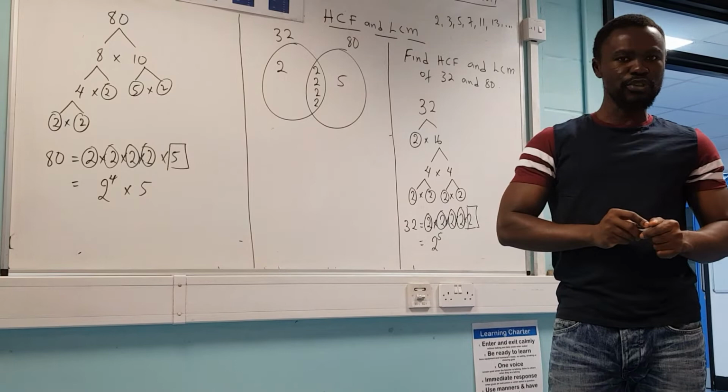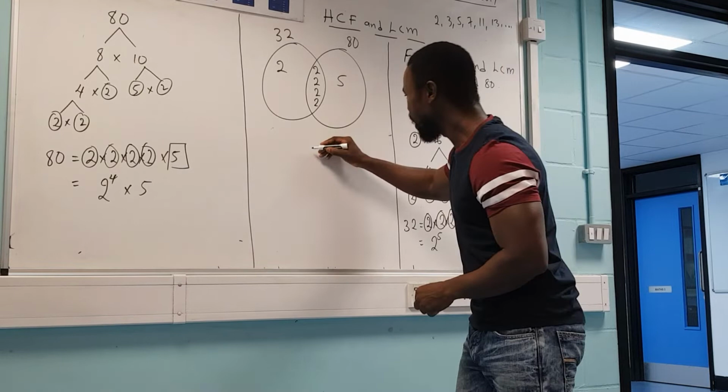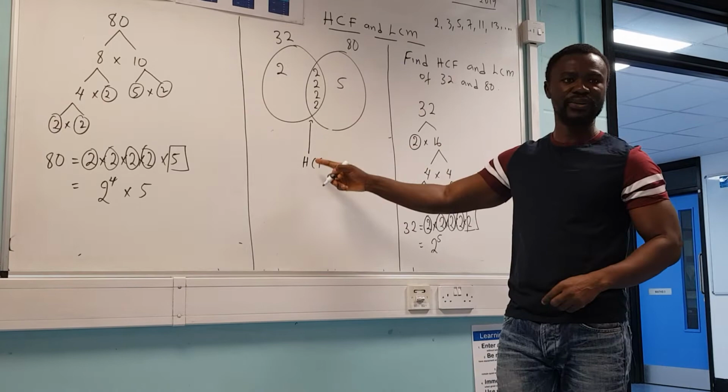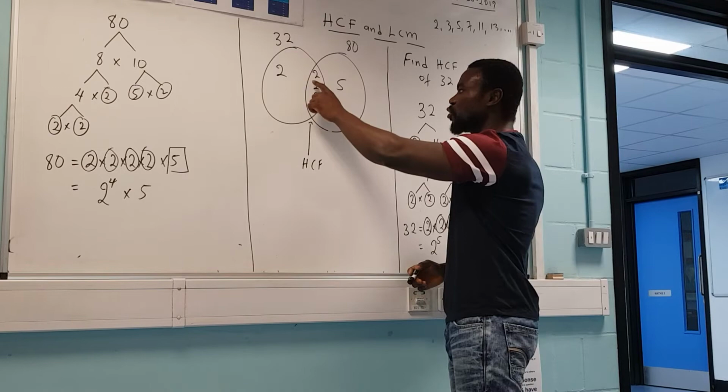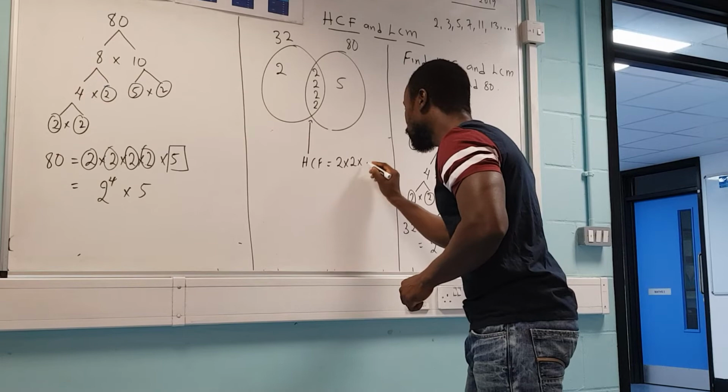How do we determine the HCF? The HCF is the multiple of all the numbers that are in the middle. So your HCF means times all the numbers that you have put in the middle of your 2 circles. So in the middle of our 2 circles, we have 2, 2, 2, 2. So HCF means times them. So 2 times 2 times 2 times 2.